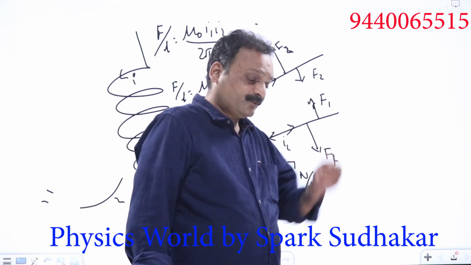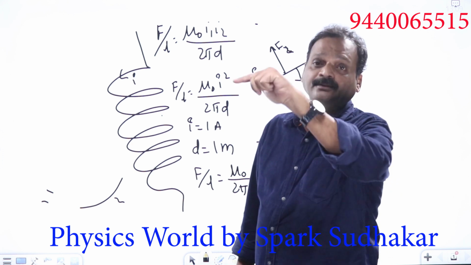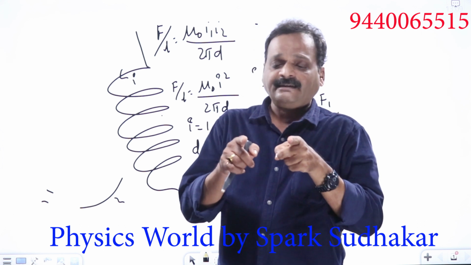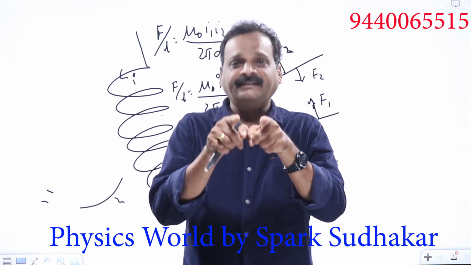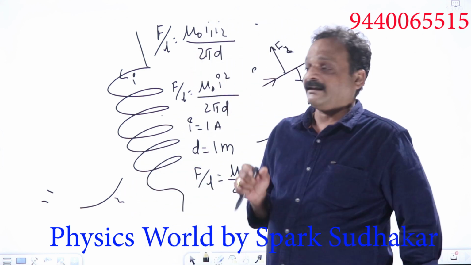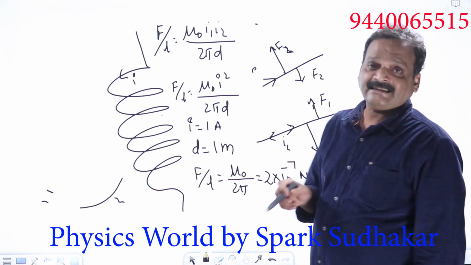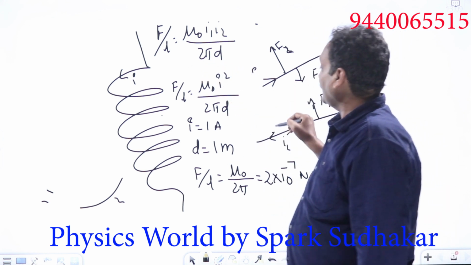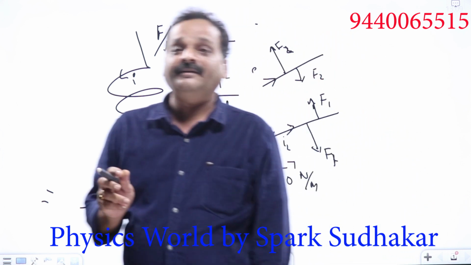So this was used to define 1 ampere in the earlier days. They take two parallel wires, send the same amount of current through both the wires in the same direction, such that the force will be attractive in nature, and they keep on adjusting the current. When the force per unit length on each wire is exactly equal to 2 into 10 to the power minus 7 Newton per meter, the current passing through those two wires is exactly equal to 1 ampere. That was one of the earliest definitions of ampere.